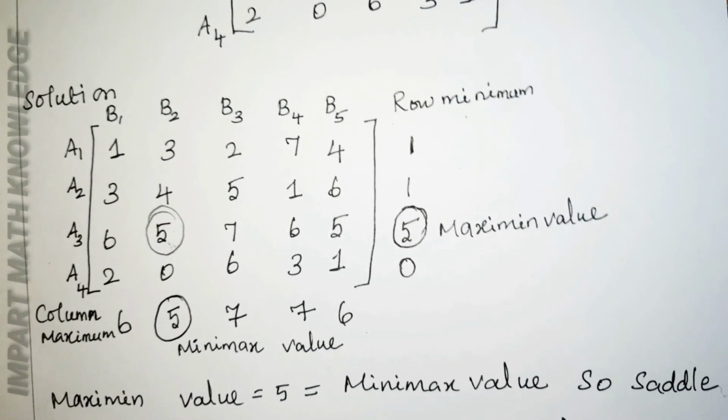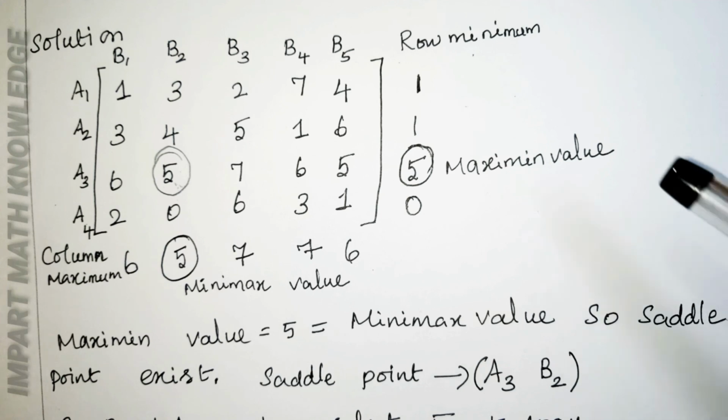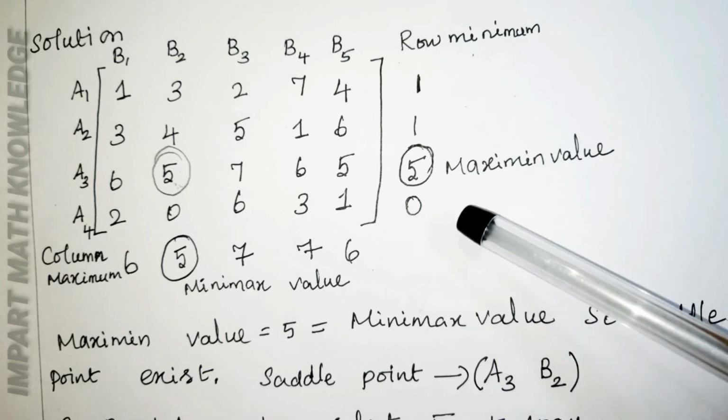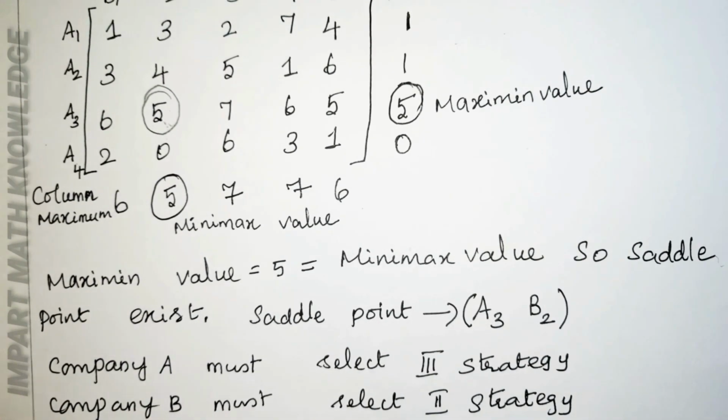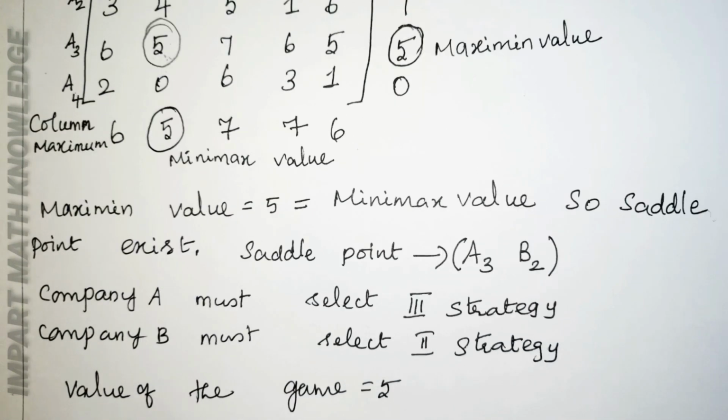Let me repeat. For finding optimum strategies, first you have to find the row minimums, then the column maximums. Then you find the maximum of the row minimums and the minimum of the column maximums. If both the values are equal, we can say that a saddle point exists. If a saddle point exists, we can say that the game is determinable. Here the saddle point is A3, B2. After finding the saddle point, you have to write the value of the game. This method is very simple and easy to understand.